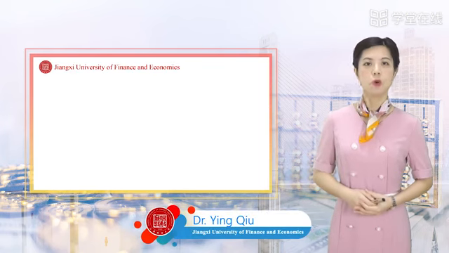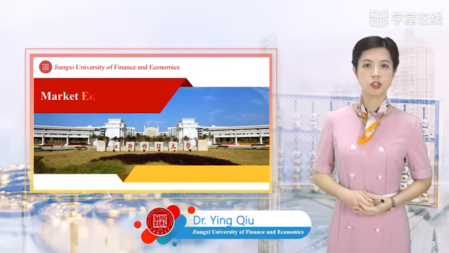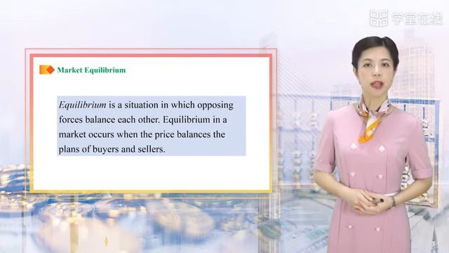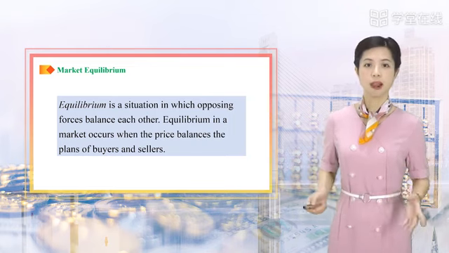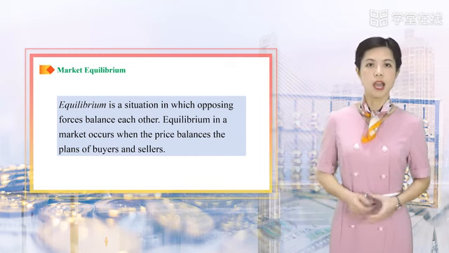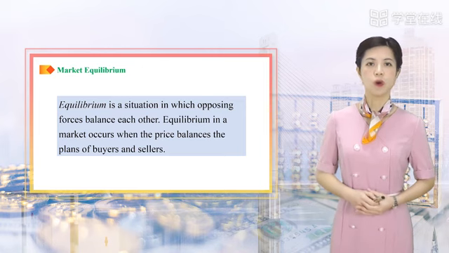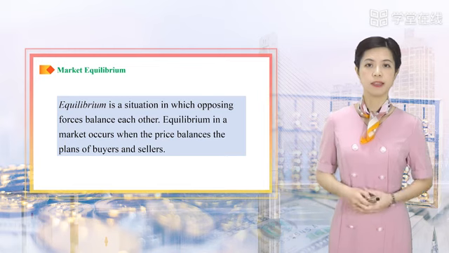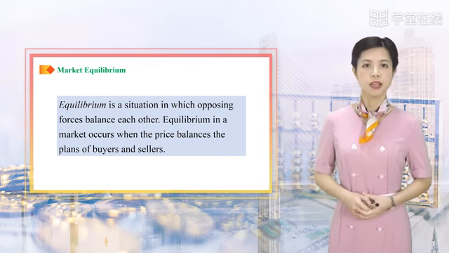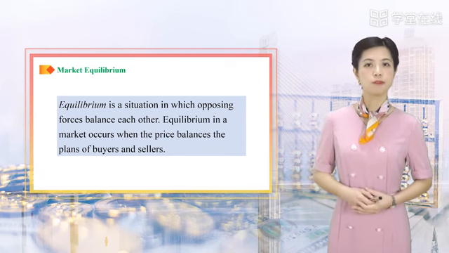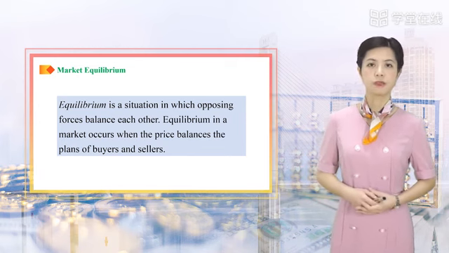Welcome back, everyone. We will start the last section of our course, Market Equilibrium. We have seen that when the price of a good rises, the quantity demanded decreases and the quantity supplied increases. We are now going to see how the price adjusts to coordinate buying plans and selling plans and achieve an equilibrium in the market. An equilibrium is a situation in which opposing forces balance each other.